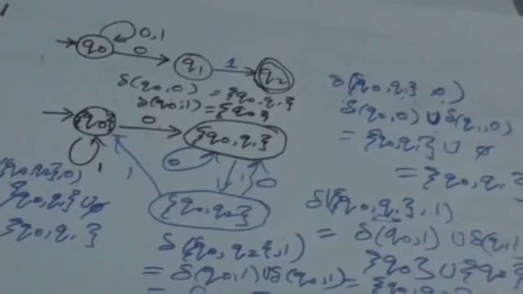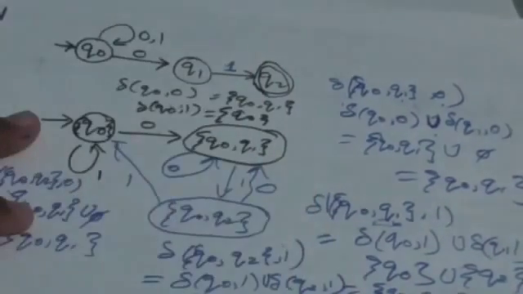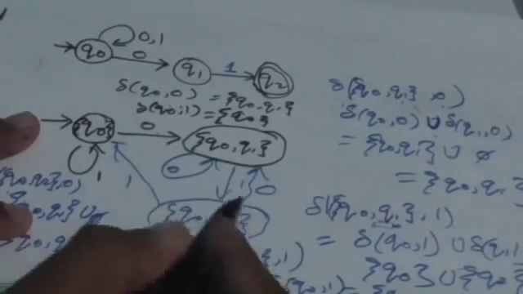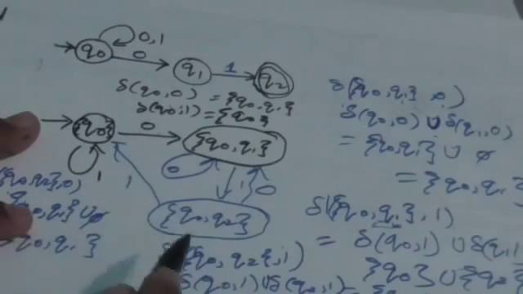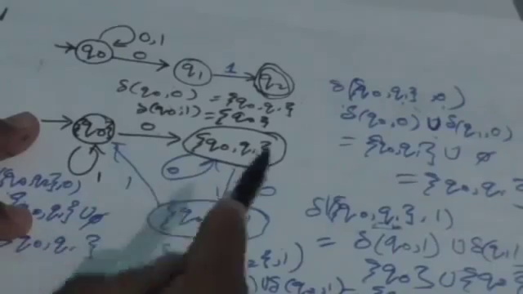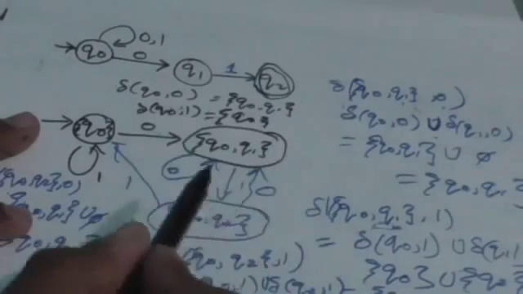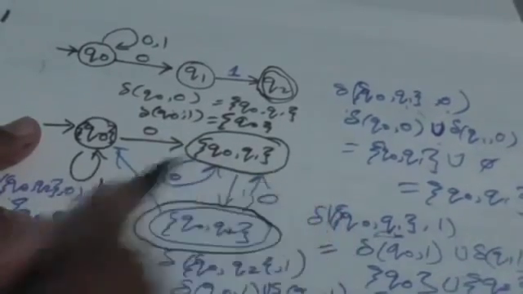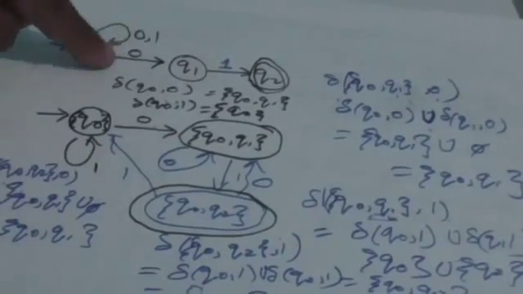Now we have to find out the final state of this DFA. Now look here. The NFA has a final state Q2. Now check which state of the DFA contains the final state of the NFA. If any state of the DFA contains the final state of the NFA, then make that state of the DFA a final state. Here this state contains the final state of the NFA. So we will make it the final state of the DFA. So this DFA is equivalent to this NFA.